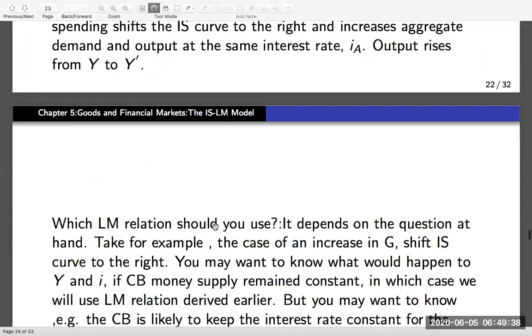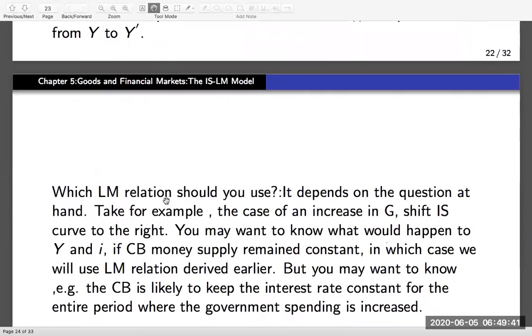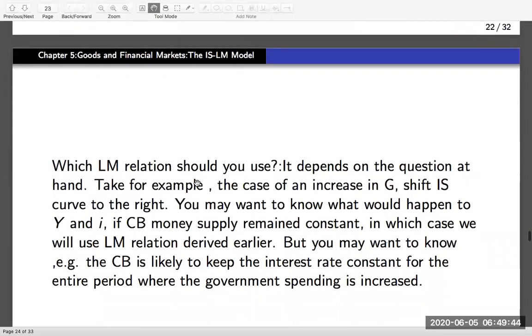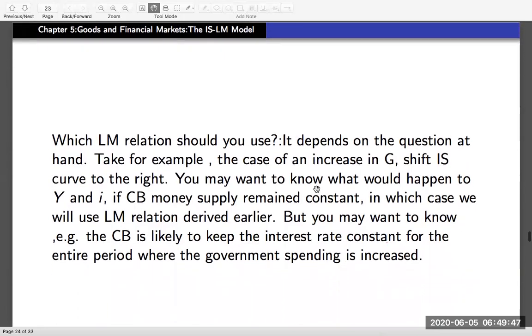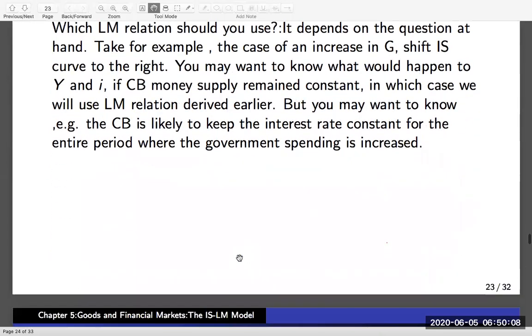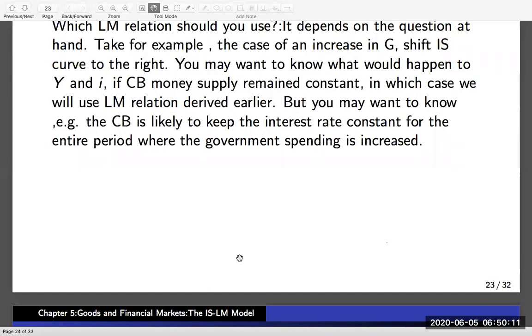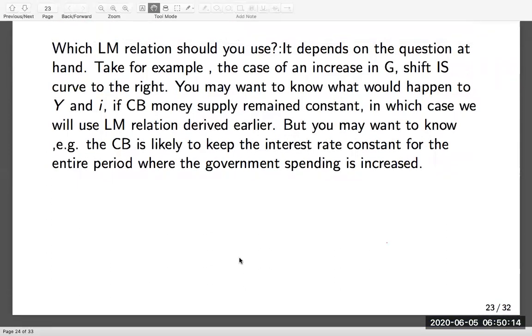Okay. So with the LM relation, which LM relation should you use? It depends on the question at hand. Take, for example, the case of an increase in G, shifting the IS curve to the right. You may want to know what happened to Y and i if the central bank keeps the money supply constant, in which case we will use the LM relation derived earlier. But you may want to know, for example, if the central bank is likely to keep the interest rate constant for an entire period when government spending is increased. So read the question and try to understand which one we are using: the flexible upward sloping LM curve, or the horizontal LM curve?